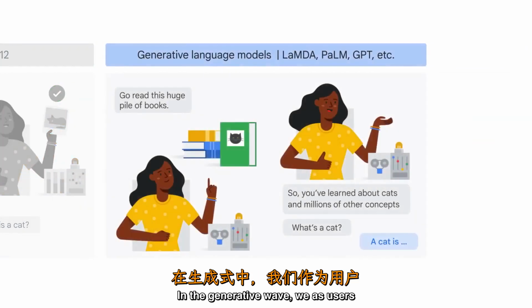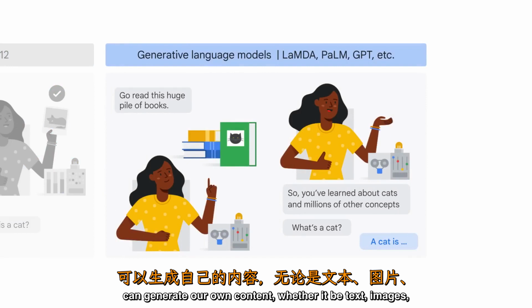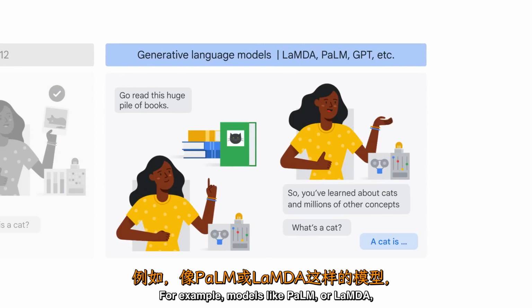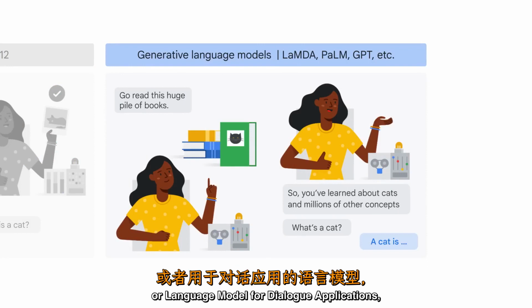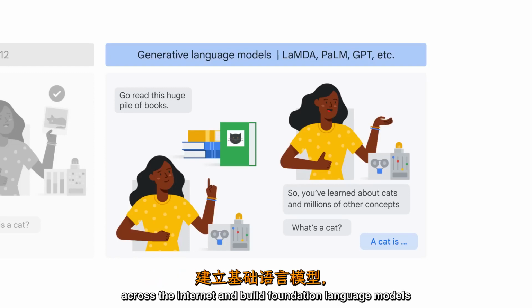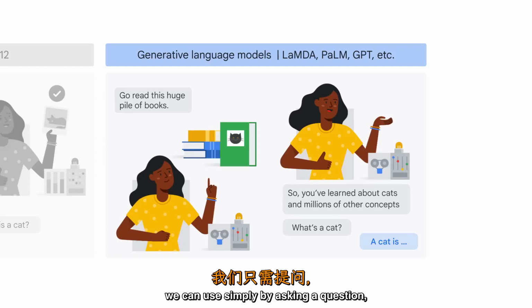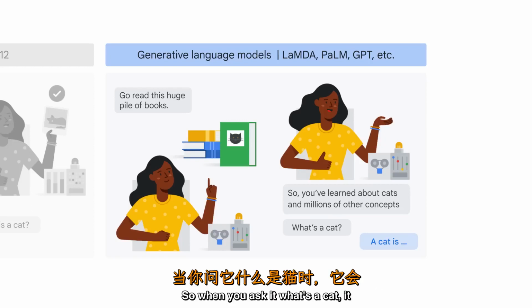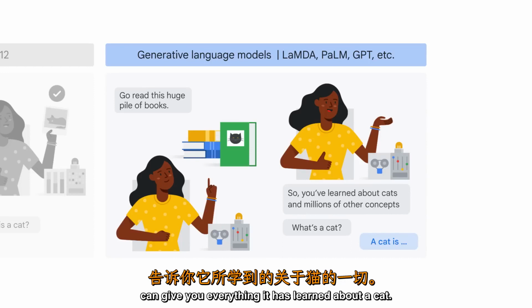In the generative wave, we, as users, can generate our own content, whether it be text, images, audio, video, or other. For example, models like PaLM or LaMDA, or language model for dialogue applications, ingest very, very large data from multiple sources across the internet and build foundation language models we can use simply by asking a question, whether typing it into a prompt or verbally talking into the prompt. So when you ask it, "What's a cat?" it can give you everything it has learned about a cat.